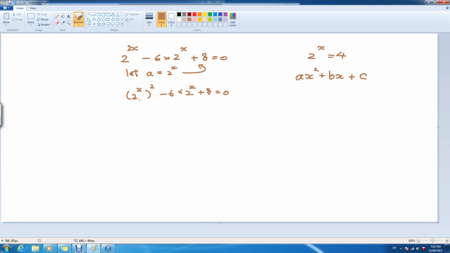So whenever you see 2 to the power of x, let's replace it with a. So over here we've got a squared minus 6a plus 8 is equal to 0. So it's important to recognize that 2 to the power of 2x here is in fact 2 to the power of x, all to the power of 2. Remember that these two numbers, they multiply each other.